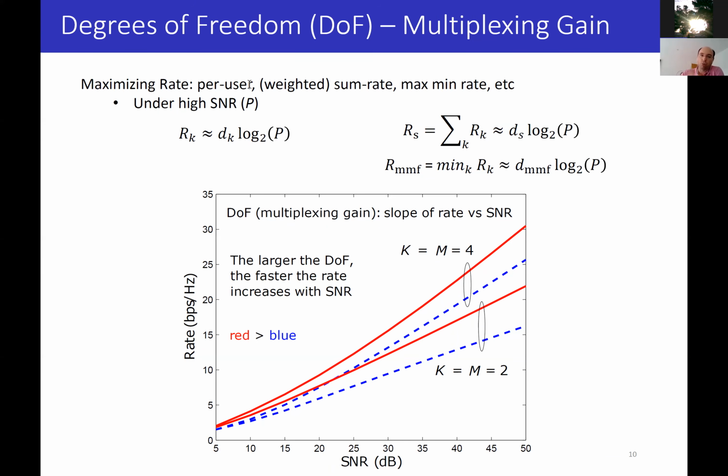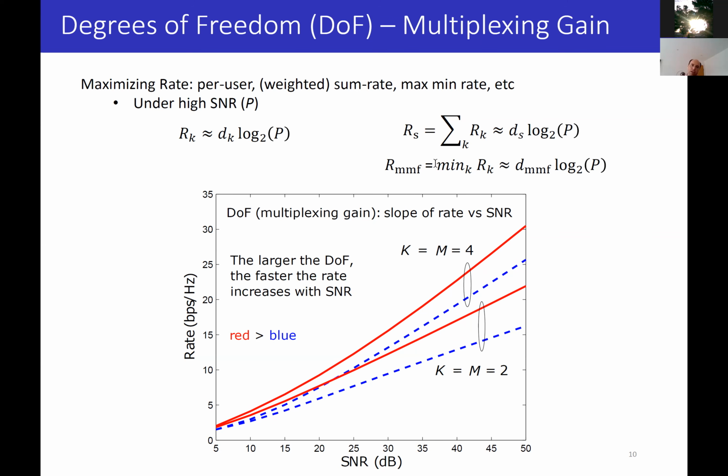Either you want to maximize a per user rate, or you want to maximize a sum rate, so the sum of the rates of multiple users, for instance, here, the sum of the rates of all those K users you have in a cell, or you can have a weighted sum rate where each of those rates is weighted, or you can even maximize the minimum rate. So you want to maximize the worst case, the worst rate among all those K users in a cell. So those could be different metrics.